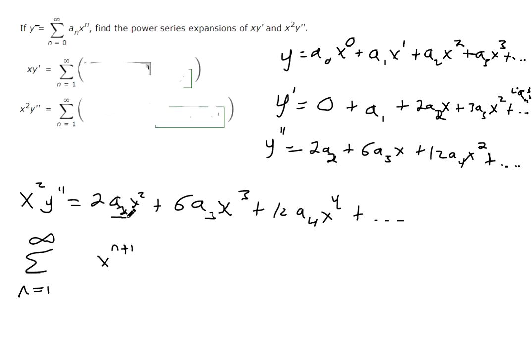Same type of thing with the a's, with the original coefficients. It's a sub 2, a sub 3. So we got to start on a sub n plus 1. That way, when we plug in the first term, 1 plus 1 makes 2, just like it's supposed to.